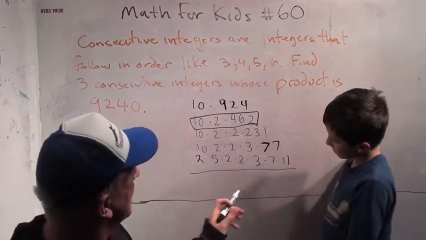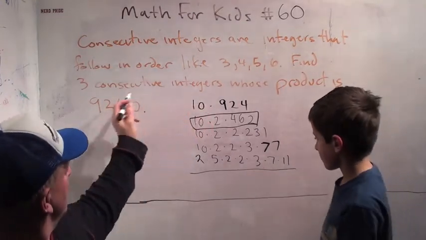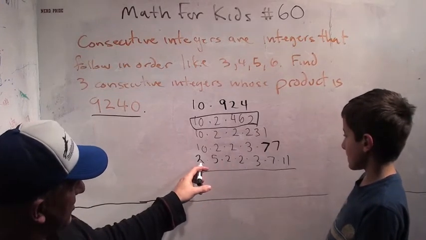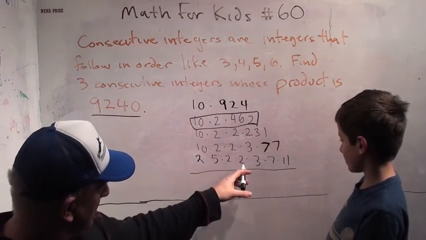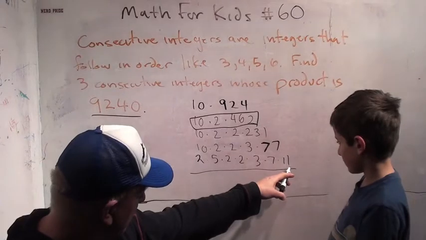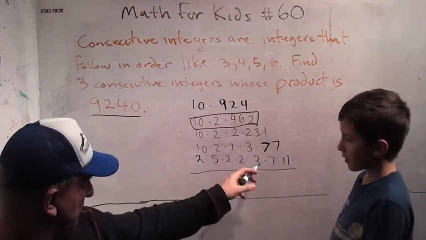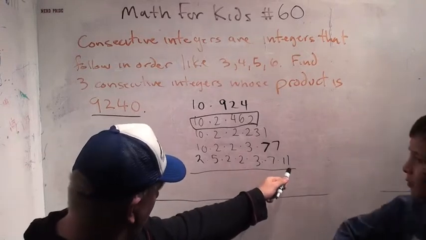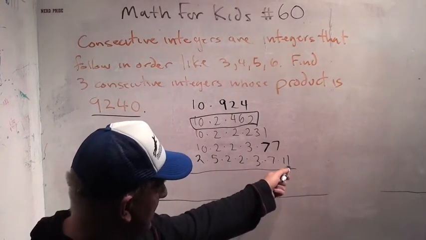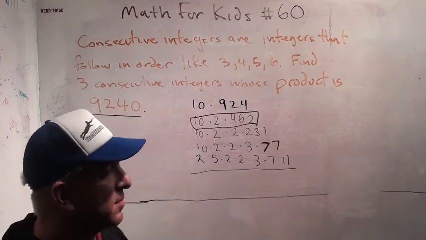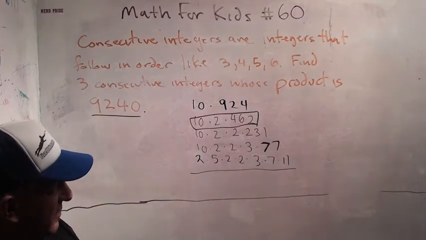So, now that we've factored 9,240 into primes, when we find our 3 consecutive integers, we're going to have a multiple of 7, a multiple of 11, a multiple of 5, and a multiple of 3. Now the nice thing to use might be the 11, just because it's the biggest one. So we might want to check multiples of 11.